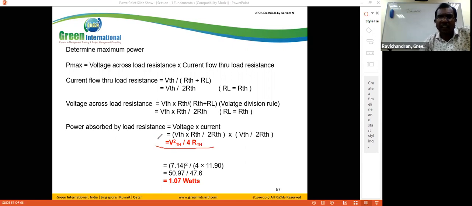So by using this formula, substitute this value. Already we found the values of VTH and RTH. So 1.07 watts is the maximum power transferred to the load resistance.